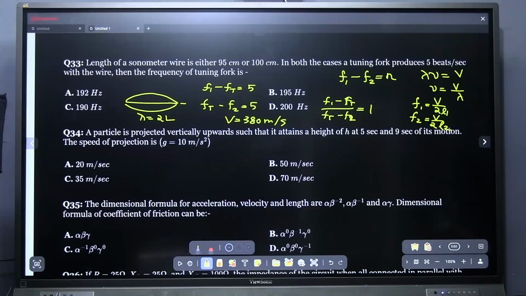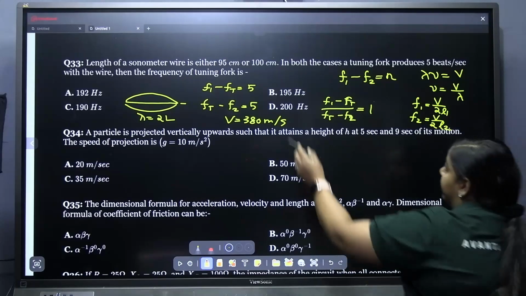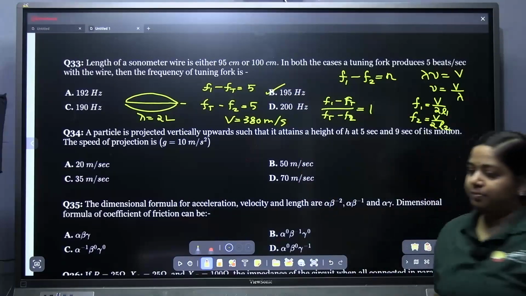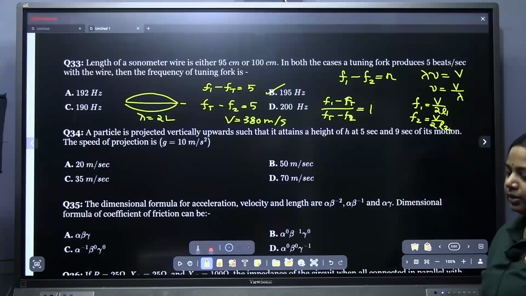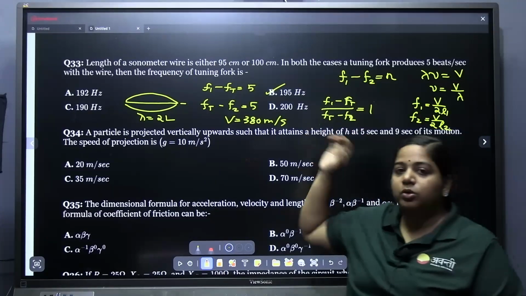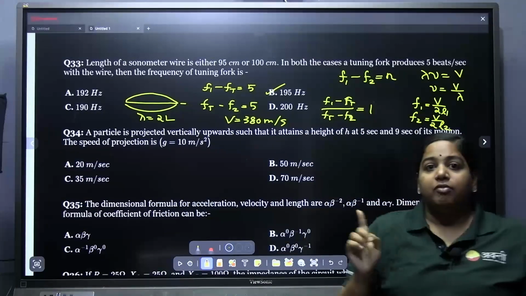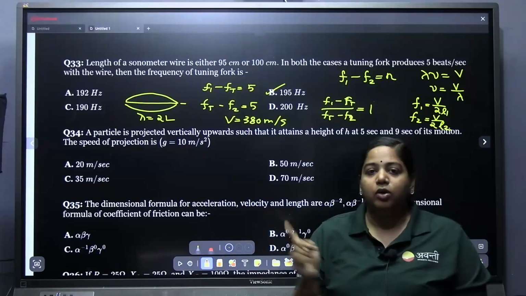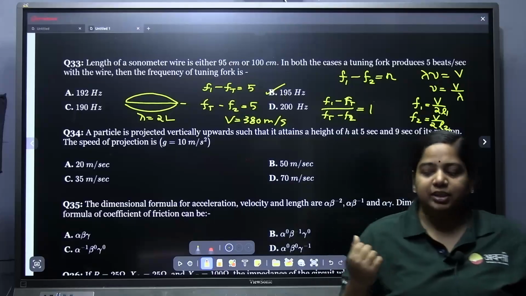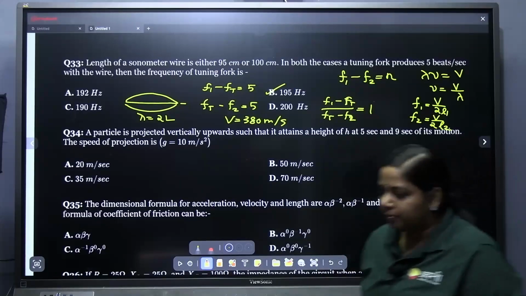Answer is option B, 195 Hertz. This is the formula we have to use. There is nothing else. If you have doubt in this, please go and check the fundamental frequency, first harmonic, second harmonic. That topic is there, no? For waves on a string, please check that topic, you will understand it better.